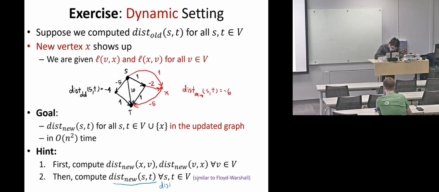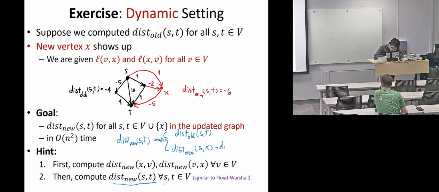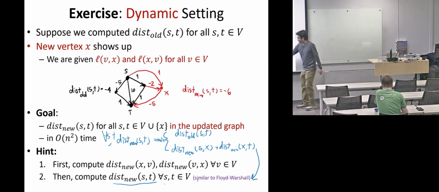So with this idea, you can write it down like this. Maybe I write it down here. Distance new from S to T is the min of either distance old from S to T, or distance new from S to X plus distance new from X to T. So this is this step, and we do this for all S and T.